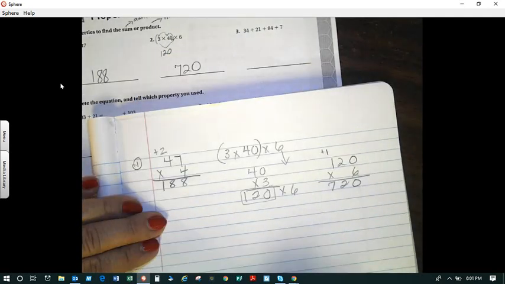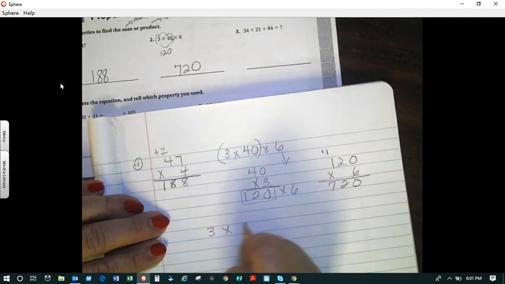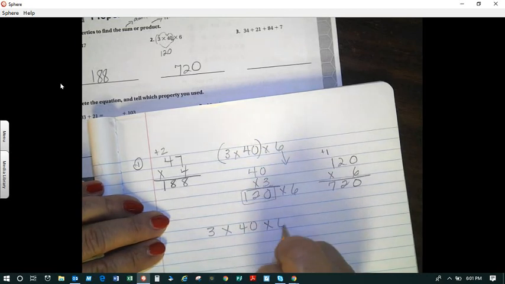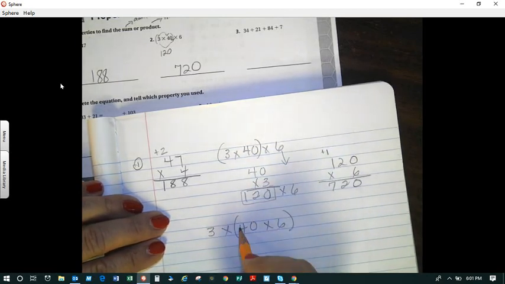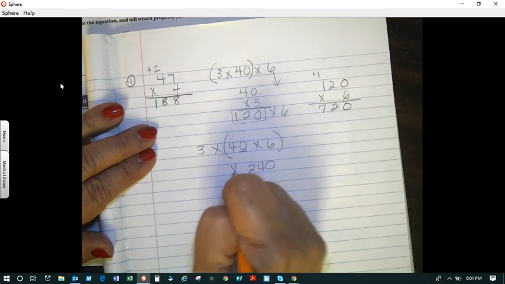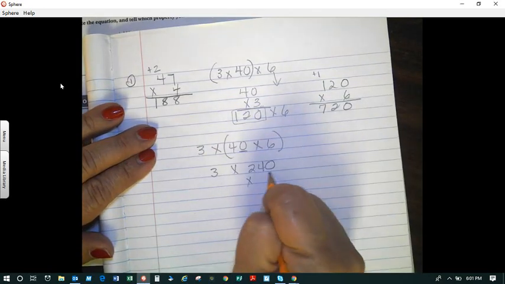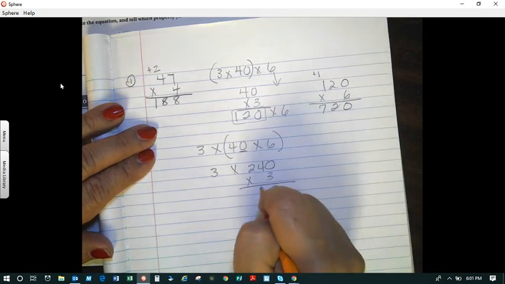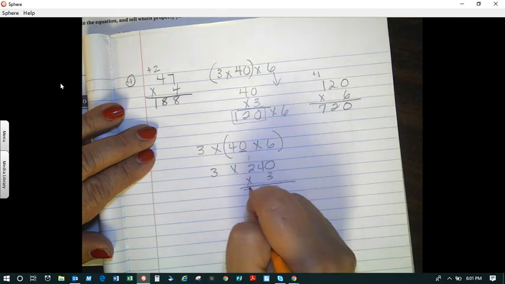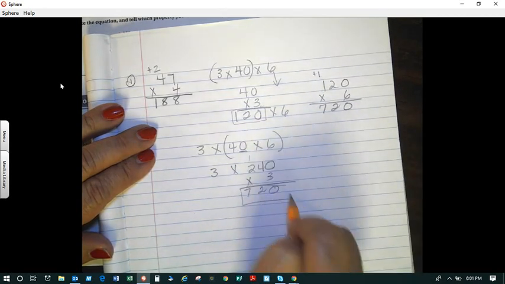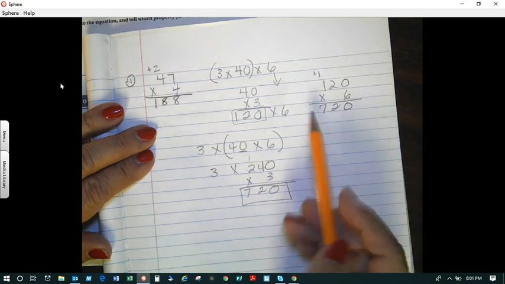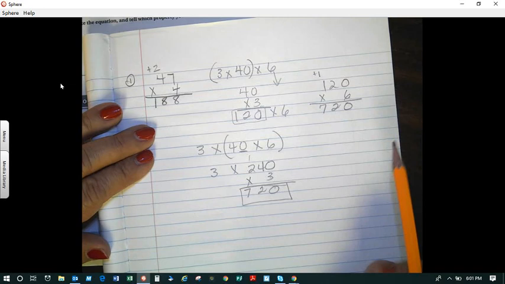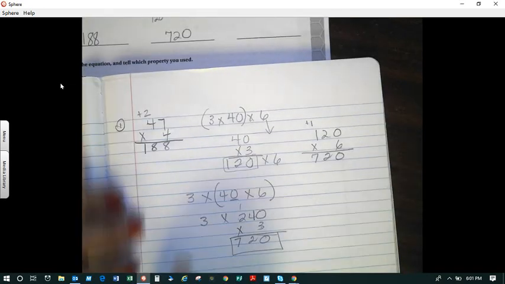Now, I could have put my parentheses the other way. I know that 6 times 4 equals 24, and I have 0. That's 240 times 3. Well, I'm going to just bring that down here for those of you that find it easier. This is 0, 12, 6, and 7. So it's 720 no matter which way you look at it. You still get the same answer moving your parentheses. Okay? Now I'm going to do the same thing for number 3.